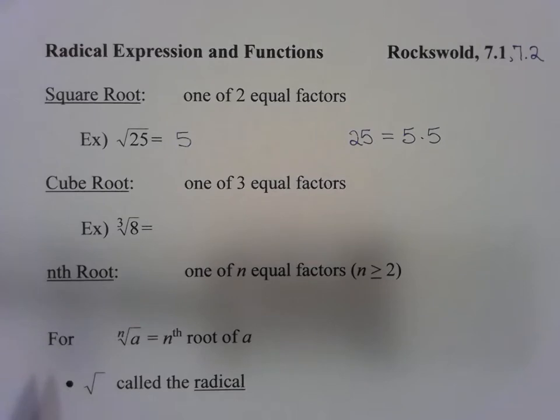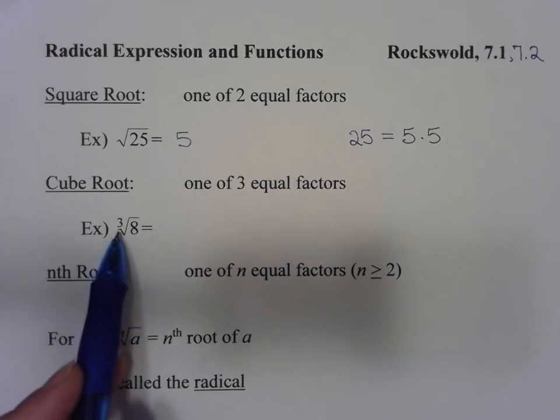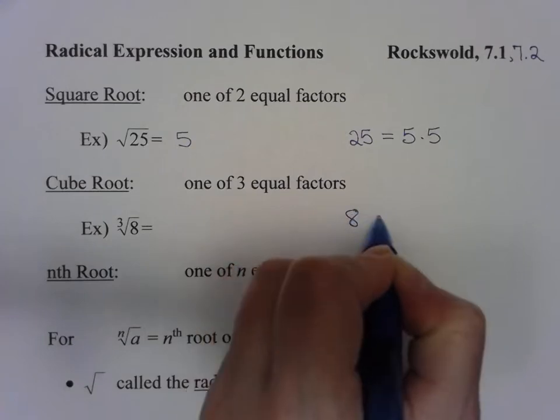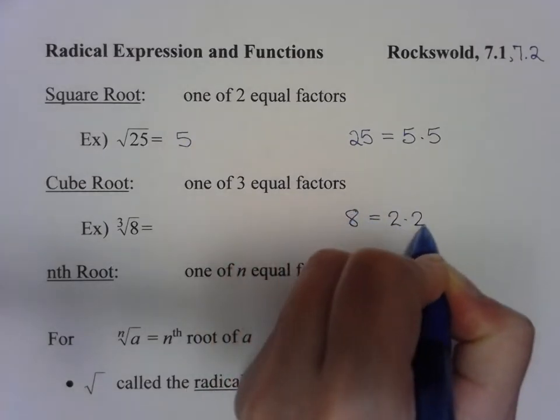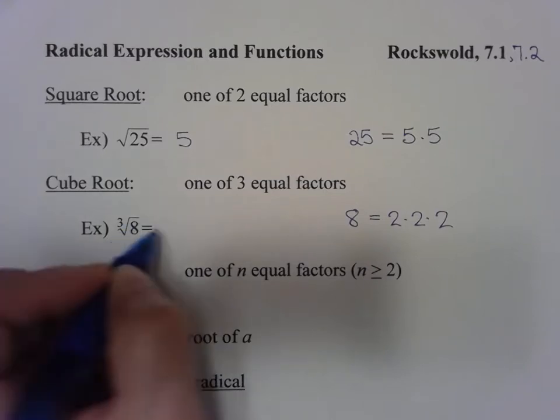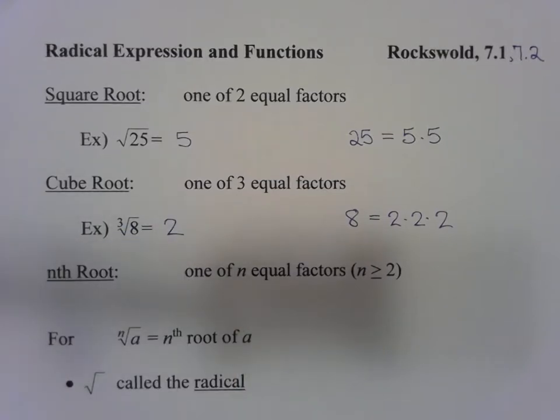It works the same way for a cube root. We usually write a cube root with a little 3 out front, and this shows that we're taking one of 3 equal factors. 8 works nicely for this because I can break 8 into 2 times 2 times 2. There are 3 2's there, so the cube root takes one of 3 equal factors. It would work the same way for a fourth root, fifth root, and so on. So I can really have any number of factors, and the nth root would follow that same pattern.